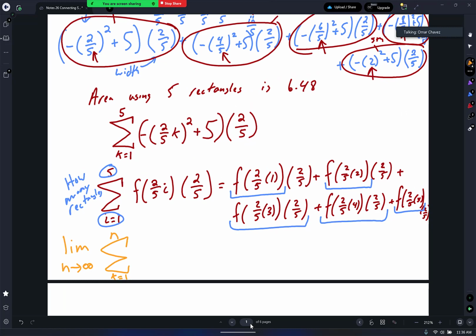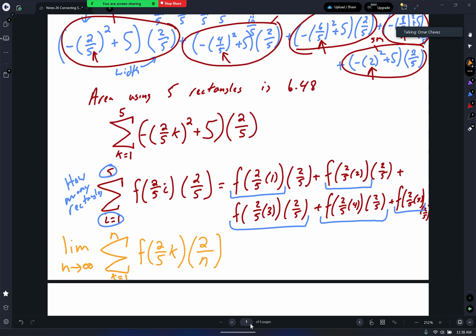So if n approaches infinity, how would this expression look? It would look like this: f, and remember, the k stands for the kth rectangle, the first, the second, the third. So all I have to do is put 2/5, and next to this 2/5, I put the letter k, close it, times 2 over n. And this will give me the exact area under this curve.